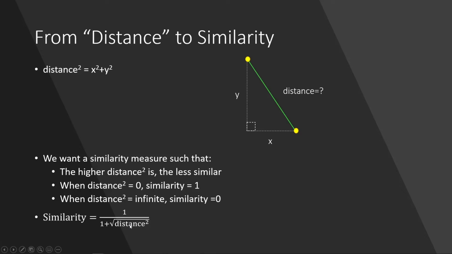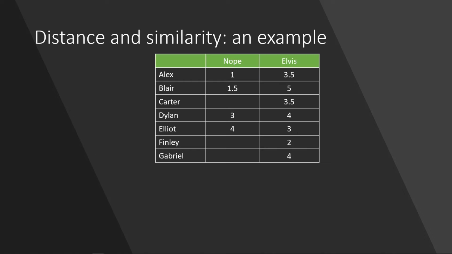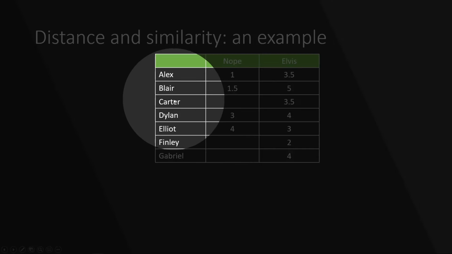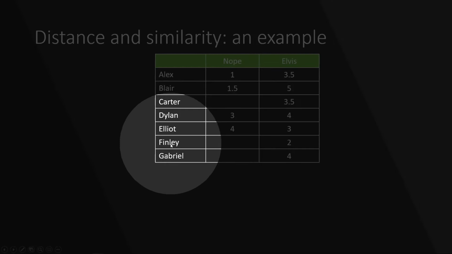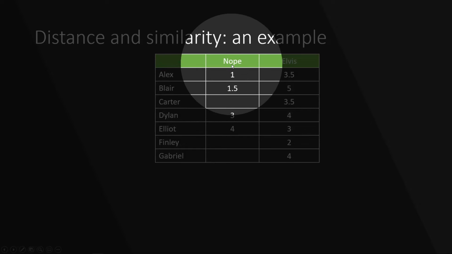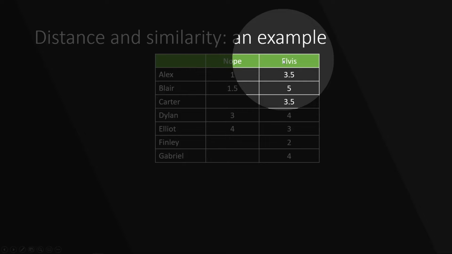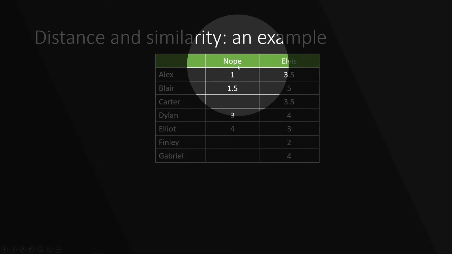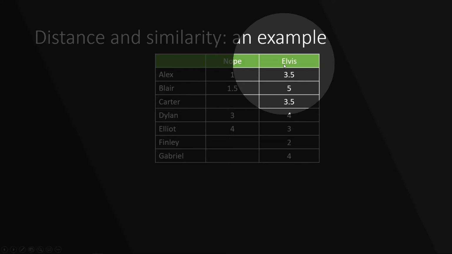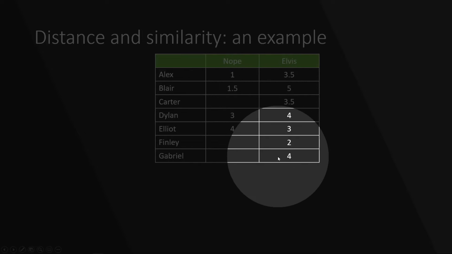Let me give you a more concrete example using the movies we have listed. So let's say I'm looking at a part of the table that I've shown you earlier. Again, we have 7 people, A, B, C, D, E, F, G. And here I'm only looking at 2 movies, comparing between Nope and Elvis. So I want to calculate the similarities between Nope and Elvis based on the user ratings out there.